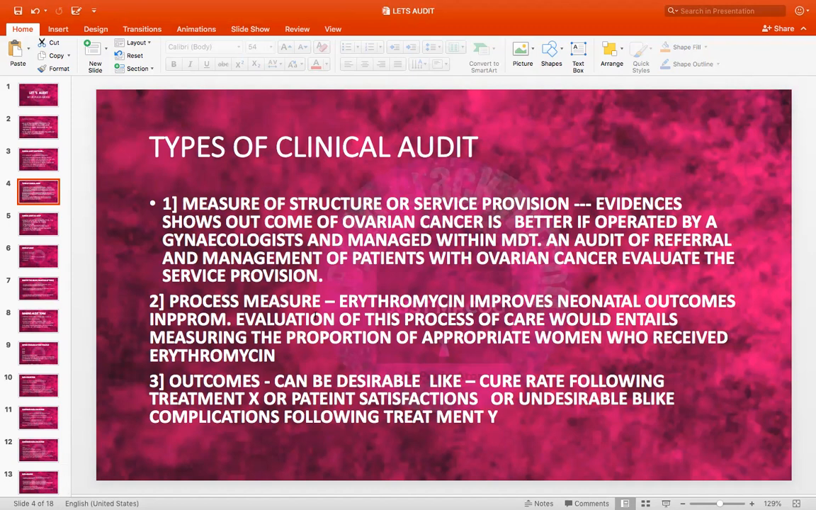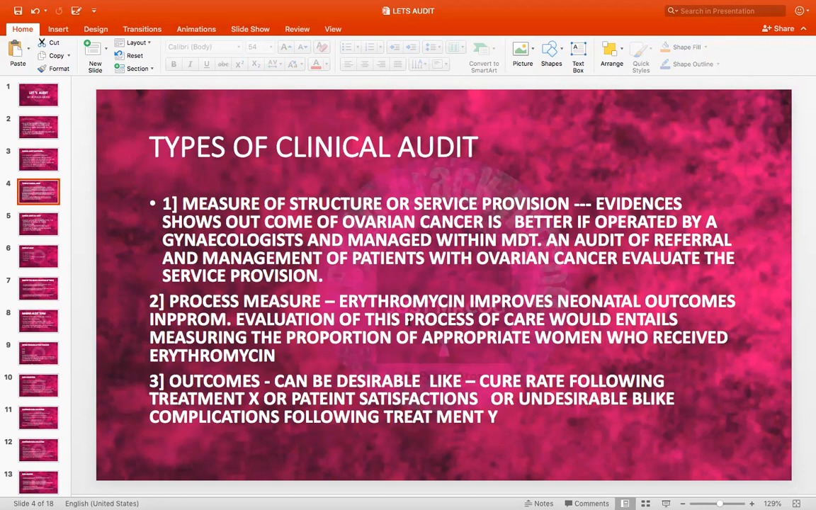Second is the process measure. Erythromycin improves neonatal outcome in PPROM. Evaluation of this process of care entails measuring the proportion of appropriate women who receive the erythromycin. So what is a process measure? That giving erythromycin is always helpful in neonatal outcome if there is premature rupture of membrane. Evaluation of this process will eventually help in measuring the proportion of women who have received it.